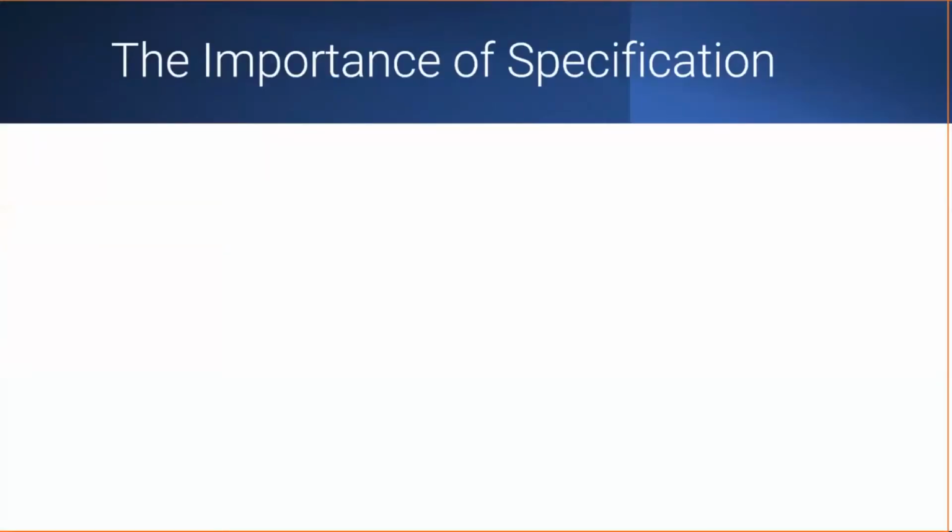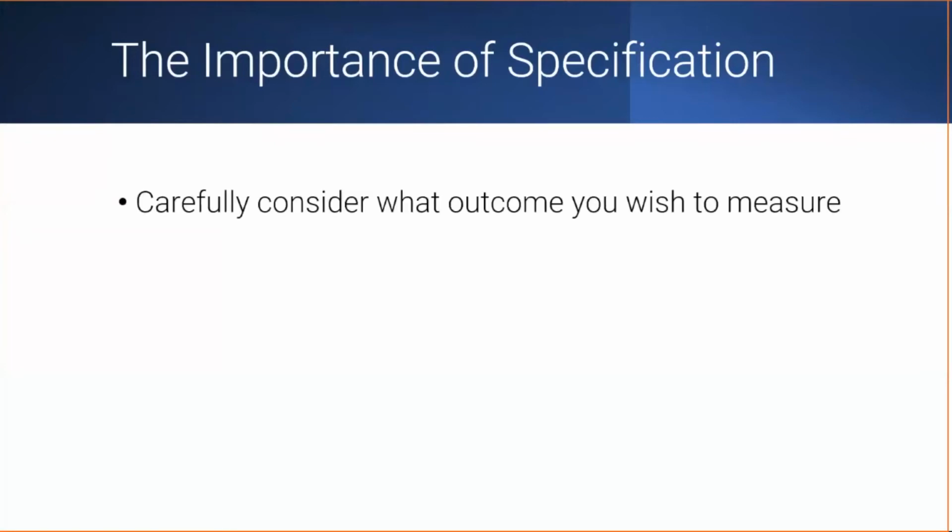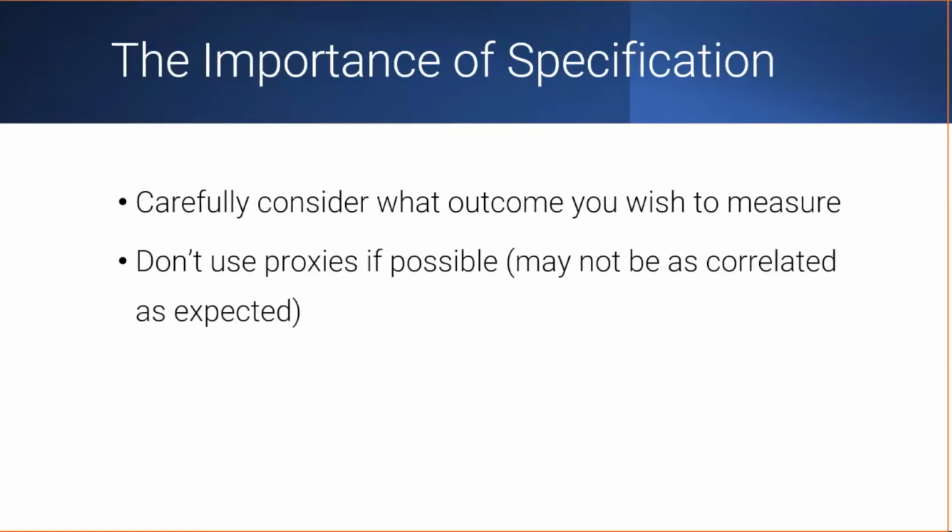So this is the importance of getting a correct problem specification. You want to minimize type Y error, quote unquote, by specifying the right outcome and modeling the right outcome. And we can look at this through three main ways. First, carefully considering what outcome you wish to measure, which should be pretty straightforward. Second, not using proxies to that outcome if possible, because they may not be as correlated to your outcome as you would expect. In this case, future healthcare spending was not as well correlated to current healthcare need as Optum expected.